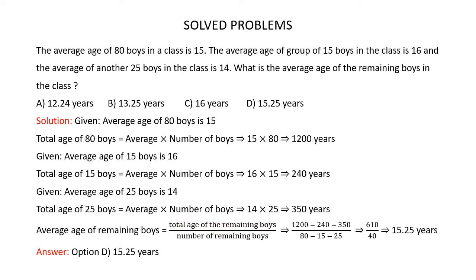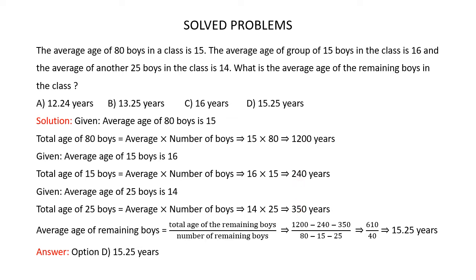We know that the total age of 80 boys is 1200 years. Total age of 15 boys is 240 years. Total age of 25 boys is 350 years. So the total age of the remaining boys will be 1200 minus 240 minus 350.